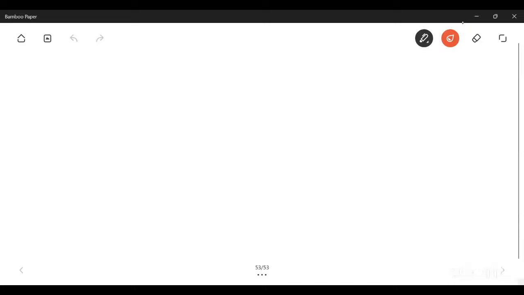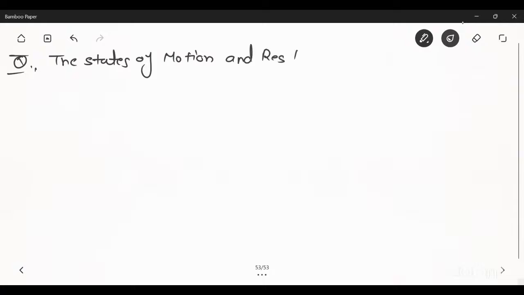Okay. Now we come to the short answer, very short answer type questions, that are one-mark questions. The first question is: the states of motion and rest are relative. Explain.